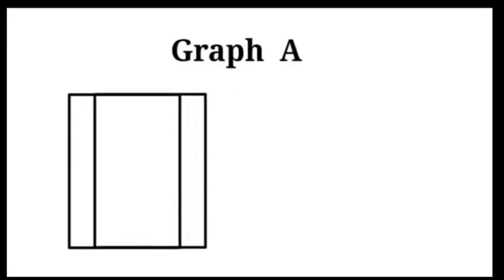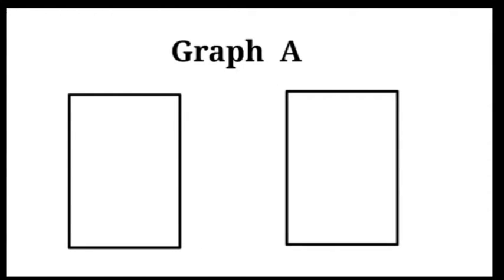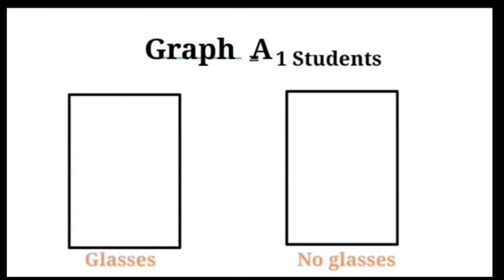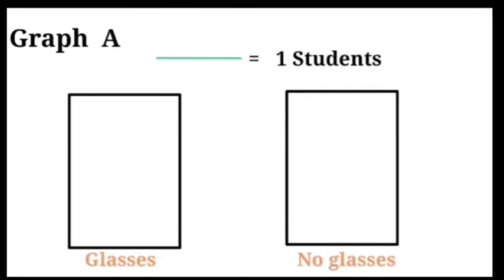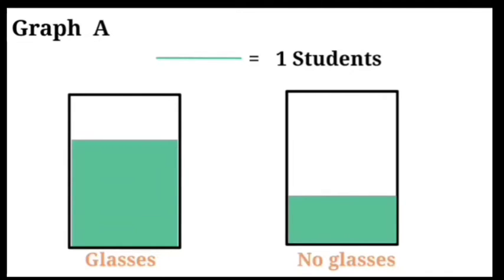First you observe this another one, Graph A. Here, first you observe this picture: glasses and no glasses, Graph A. One line equals 1 student. Now Graph A, once you observe these glasses, here no glasses are there.